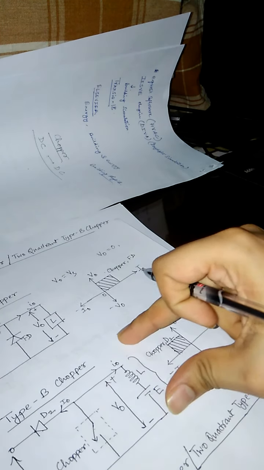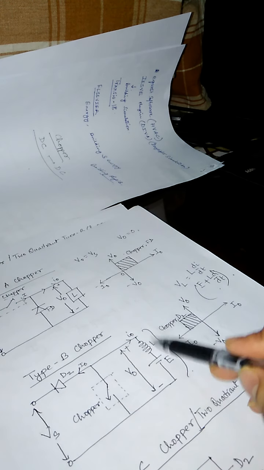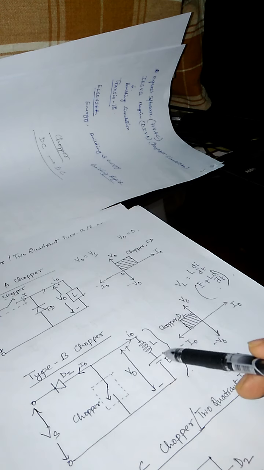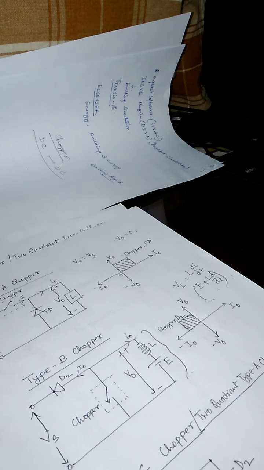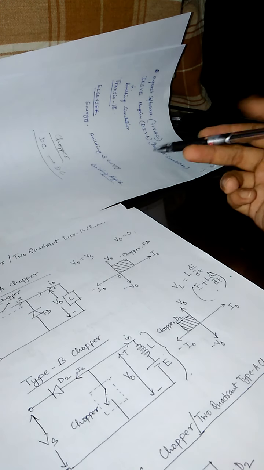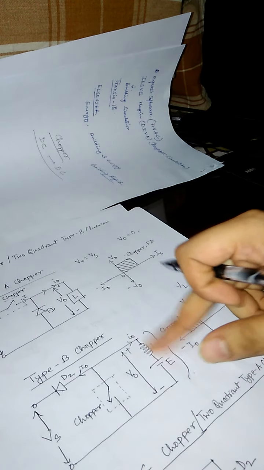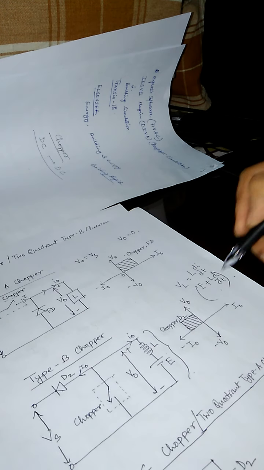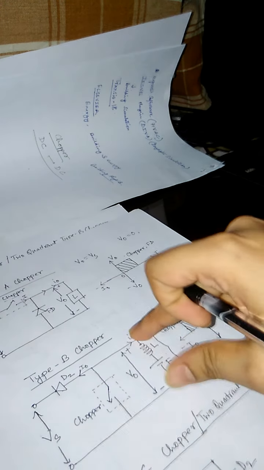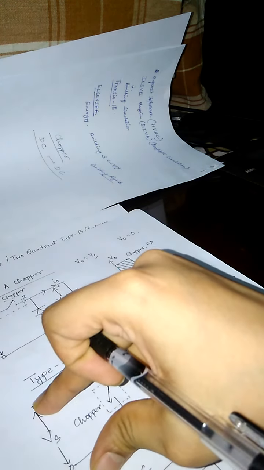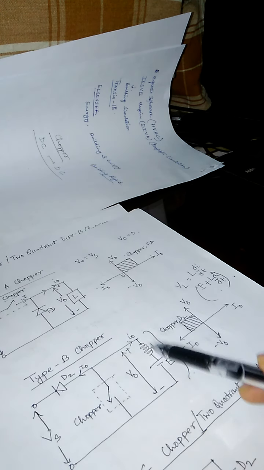So E plus L di/dt is now the voltage of this part, and that is obviously more than the source voltage Vs, because this stored energy is now going to feed from the load side to the source side. We know that the current always flows from the higher potential side to the lower potential side. Now this terminal is acting like the higher potential side, because E plus L di/dt is the voltage of this part, and that is more than the source voltage. So the current is going to flow from the load side to the source side.